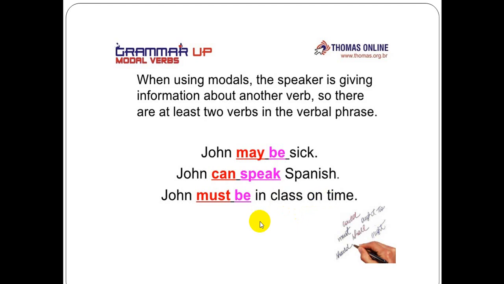So don't forget that. We have at least two verbs in the verbal phrase. The main verb is in pink, and we have the auxiliary or helping verbs here in red: may, can, must.